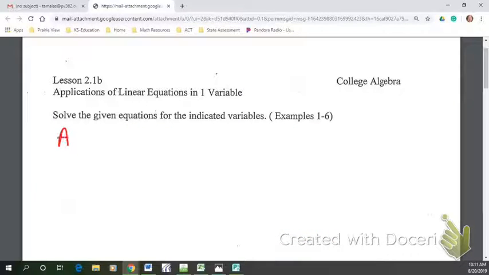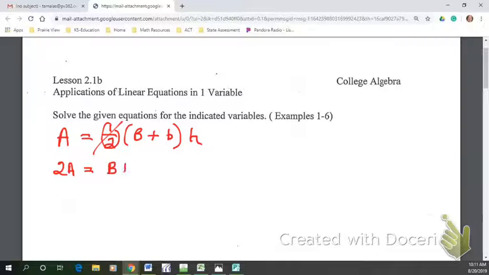So start off with the same formula. A equals 1/2 capital B plus lowercase b times h. Okay? All right, so probably want to start the same way, right? Getting rid of the fraction. So multiply both sides by 2, and I get 2a is equal to, when I multiply this, that goes away, and I've got uppercase b plus lowercase b times h.